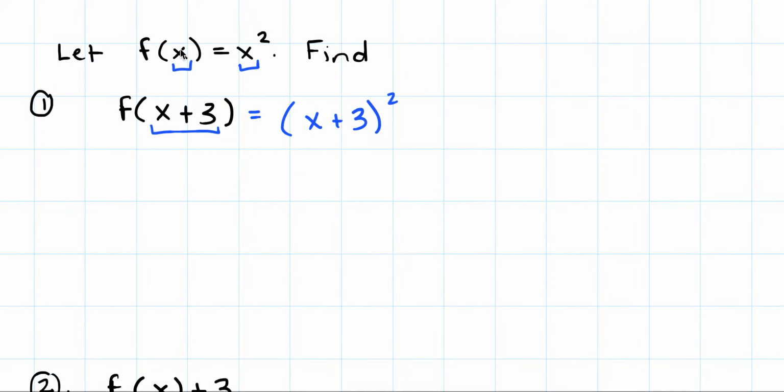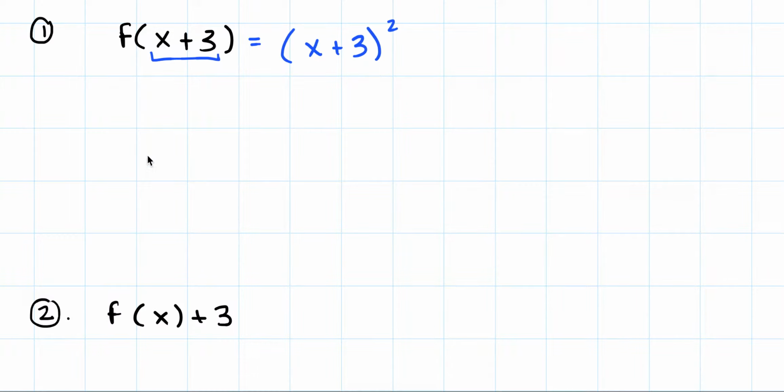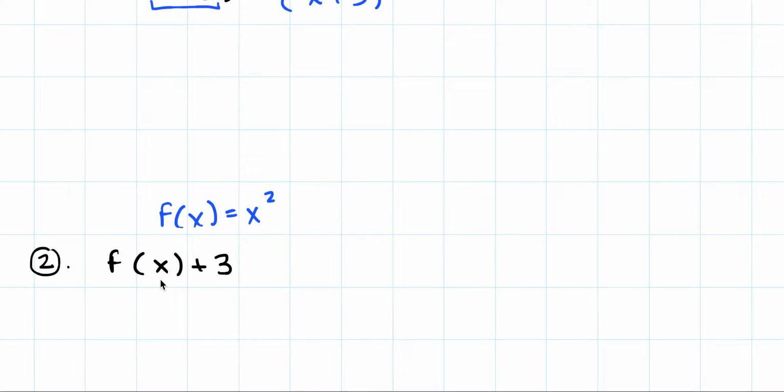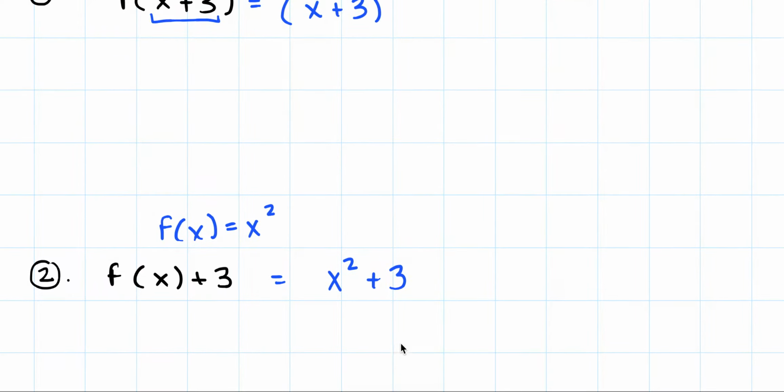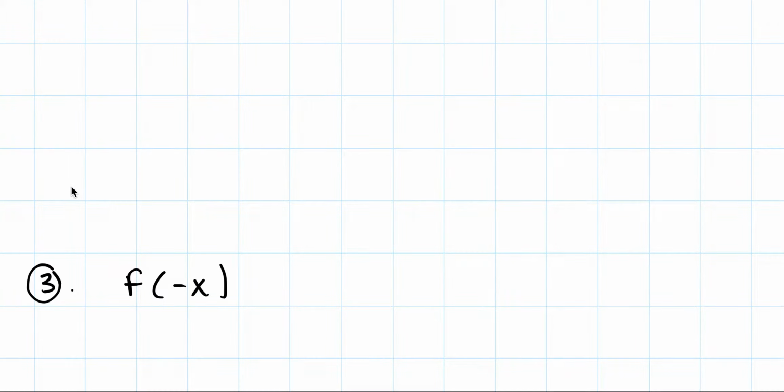Now remember that the original function is x squared, okay? So I'm going to write this here. That's the original function. The next thing I want to find is the function plus 3. So that's taking our function and adding 3 on the outside. Do you see the difference here? The plus 3, this is on the inside of the squared, and this is on the outside. Again, our function is x squared.